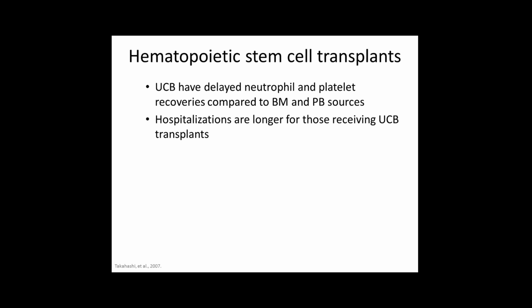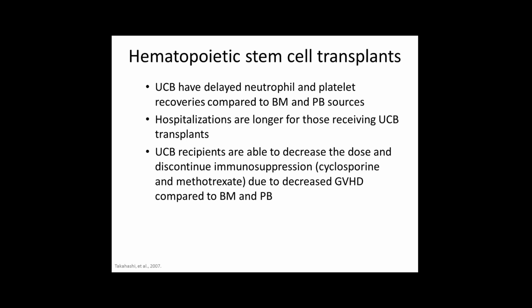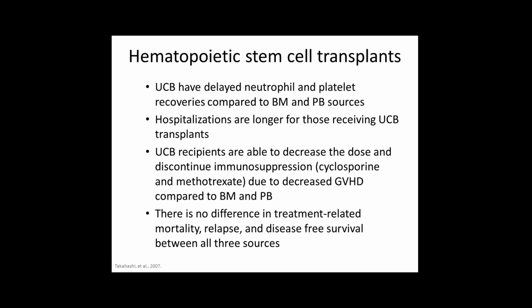Also, hospitalizations are longer for those receiving umbilical cord blood transplants, likely related to the delayed engraftment of these two cell lines. However, umbilical cord blood recipients are able to decrease and even discontinue the dose of immunosuppression, as noted in this paper, by cyclosporin and methotrexate, because they have decreased incidences of GVHD compared to their counterparts of bone marrow and peripheral blood recipients. Finally, and most importantly, there was no difference in treatment-related mortality, relapse, and disease-free survival between all three sources.